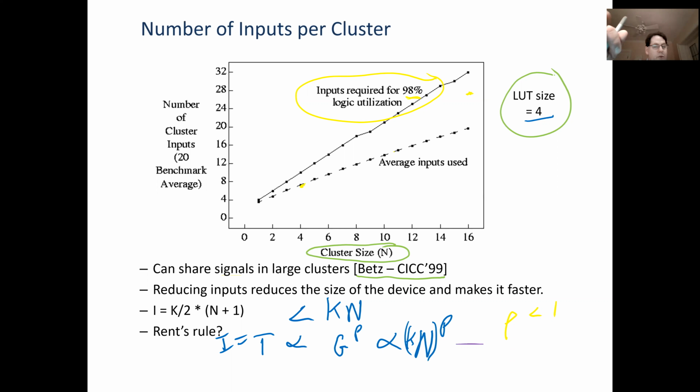Anyway, it is also true that Rent's exponent predicts the average, and the maximum tends to be worse than that. So they wind up with their required inputs not dropping as quickly as you might hope if Rent's rule was really helping you a lot.